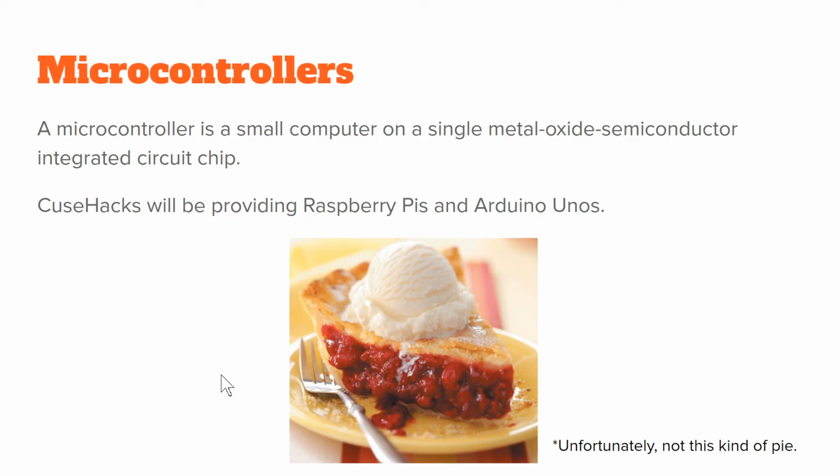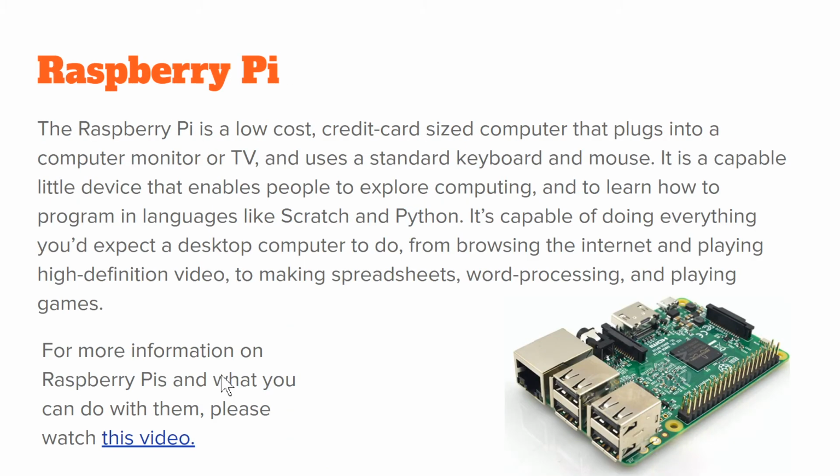Not quite. But this is what they actually look like for Raspberry Pi. It's a low-cost credit card-sized computer, and you can actually plug it into a computer monitor or a TV, and it can use a standard keyboard and mouse. So that's why it has all of those USB outlets. So it's a literal computer. Like you can use it how you could use a computer.